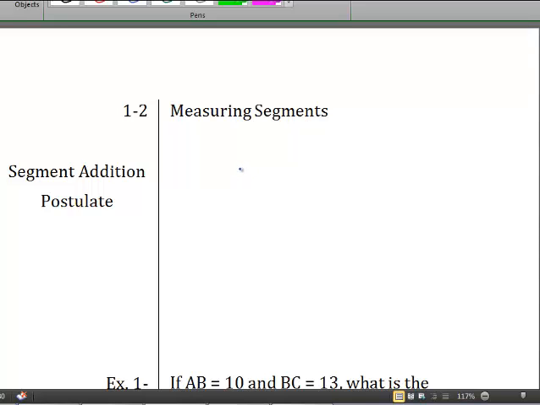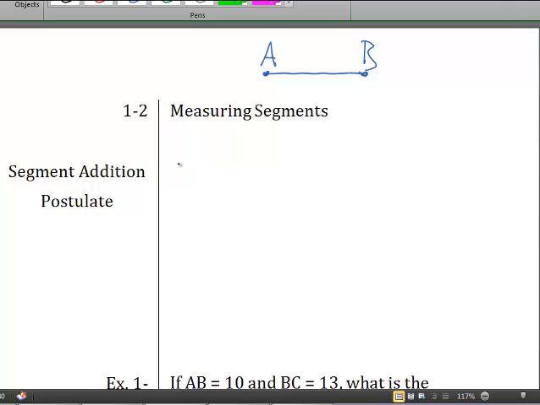All right, so on measuring segments, first off, I wanted to just remind us what a segment is. A segment is a piece of a line, has endpoints on either side, and we have to label those endpoints with the capital letters. So this is segment AB. First thing we start with is the segment addition postulate.